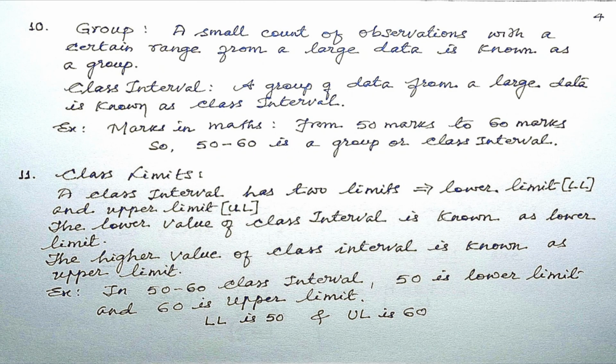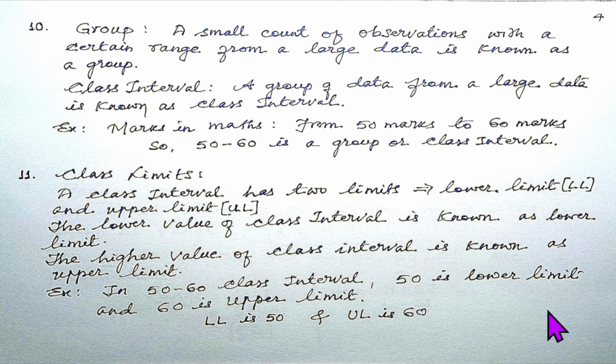Now coming to a group. A small count of observations within a certain range from a large data is known as a group. That means if you have a large data, we can take a small group of that data, and that forms a group. And a group is nothing but a class interval. Therefore we say a group of data from a large data is known as a class interval.